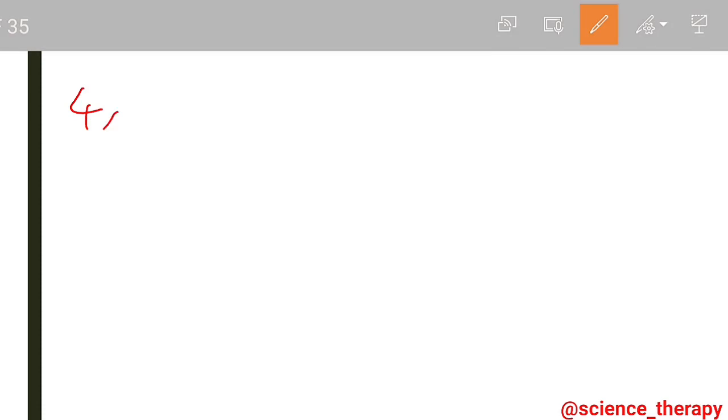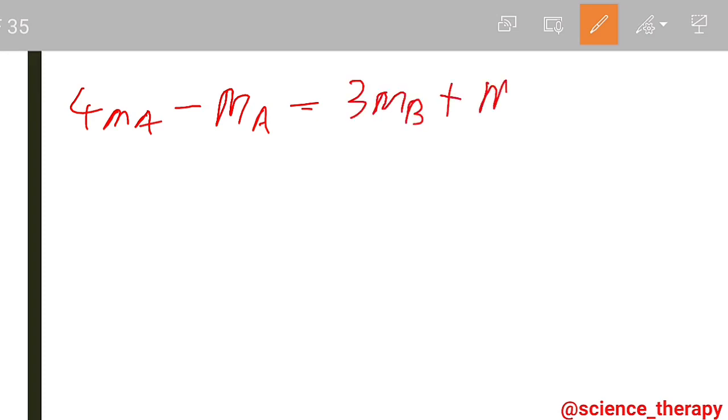So now we have 4 MA. If we transpose that 1, we have minus MA. And then now we have 3 MB. If you transpose it to the other side, now it's MB. So 4 MA minus MA is now 3 MA. And then 3 MB plus MB is now 4 MB.